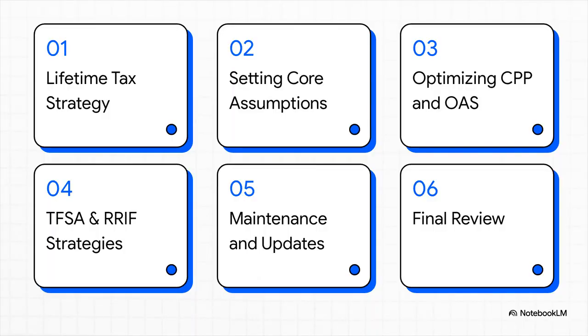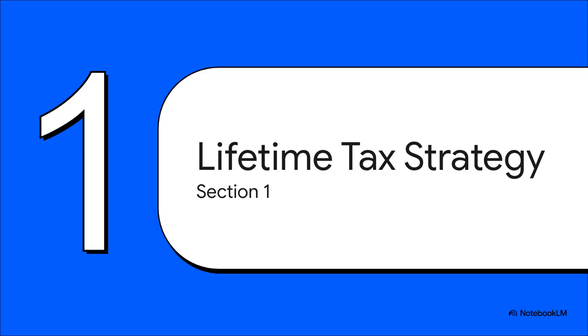So here is our roadmap for today. We'll kick things off with the lifetime tax strategy, then move right into setting your core assumptions. After that, we'll tackle optimizing CPP and OAS, look at TFSA and RRIF withdrawal strategies, go over annual maintenance and updates, and wrap it all up with a final review. All right, let's dive into Section 1, the lifetime tax strategy.